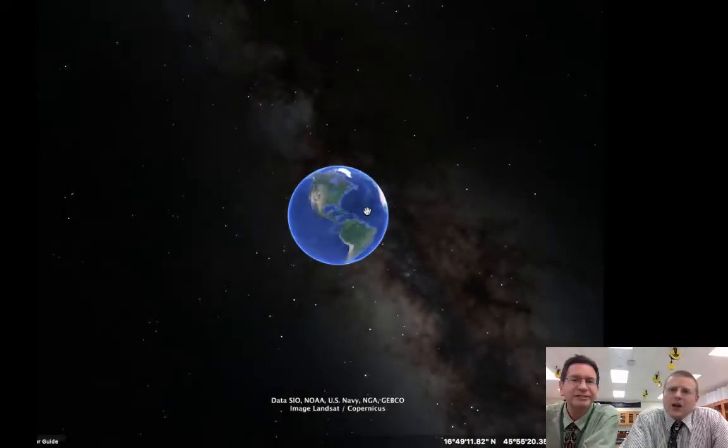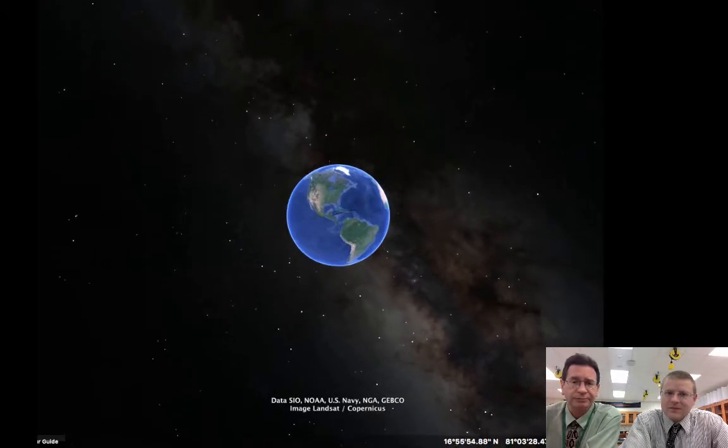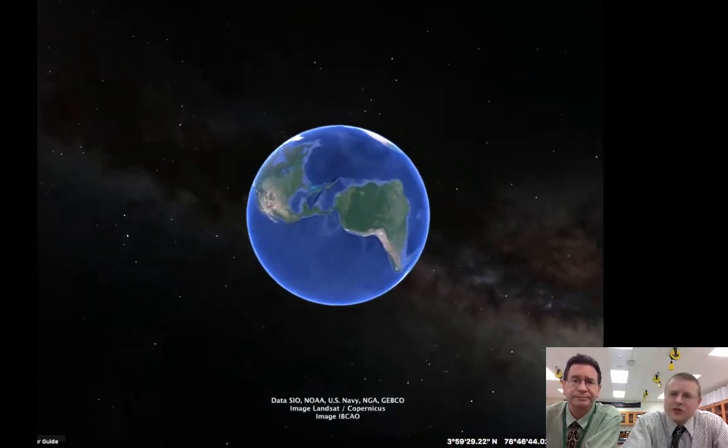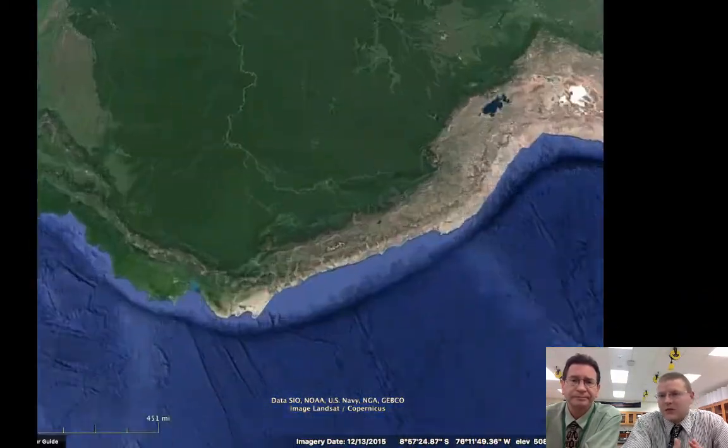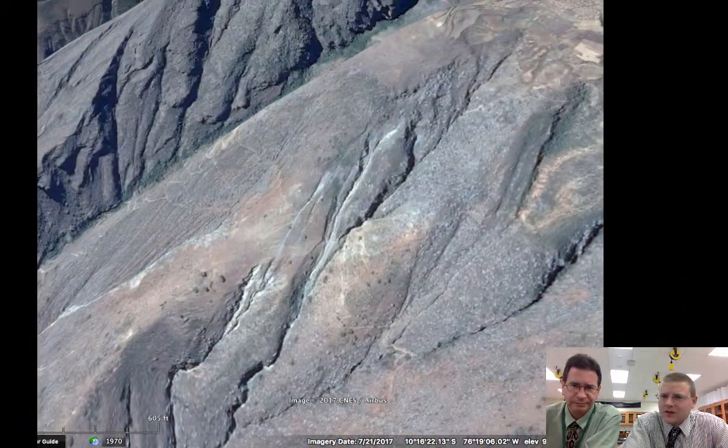Hey everyone, where are we? We are hovering high above the planet Earth, looking down on what's probably North America and specifically South America, where we're going to go to the Amazon. And the reason we want to go to the Amazon is to look at how a river system begins and develops, and this looks like the Amazon River.